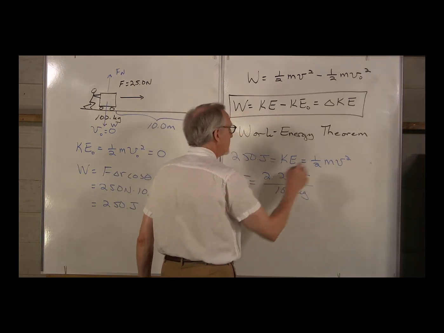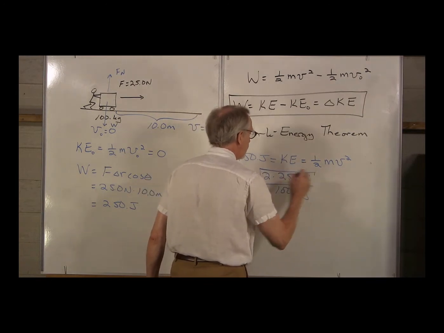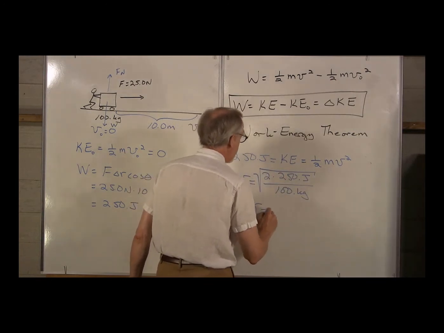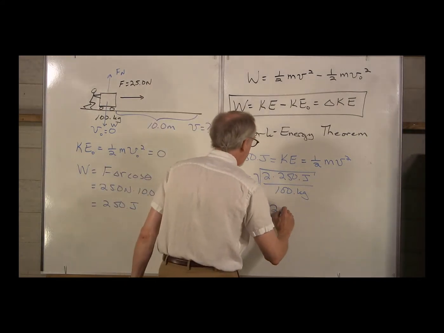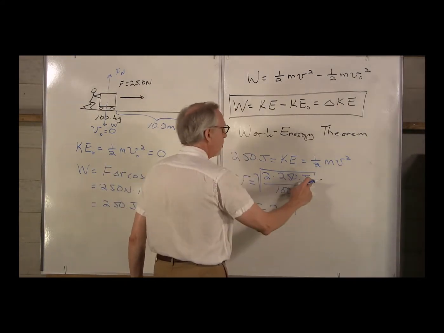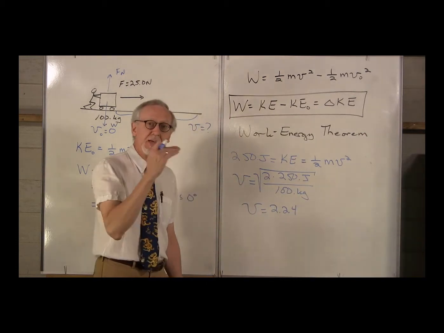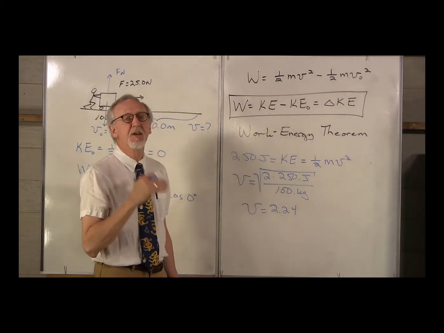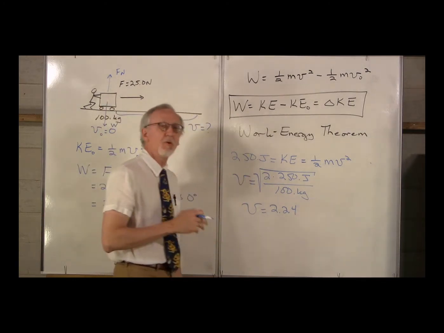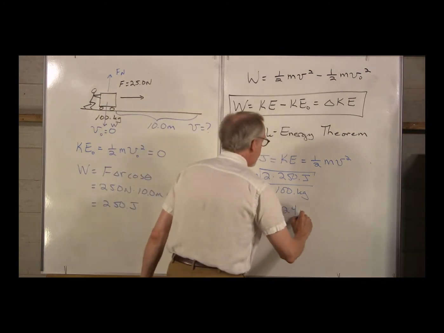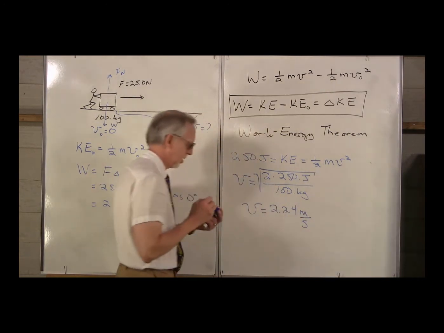This is v squared, so we take the square root. There we go. Multiply that all out, and what do we get? We get v is 2.24 joules per kilogram. Remember, a joule is a kilogram meter squared per second squared. Divide off the kilograms, we get meters squared per second squared. Take the square root, meters per second. Just as we would expect for the velocity.